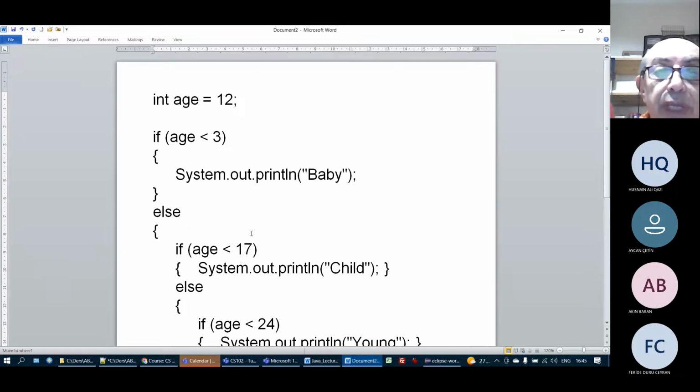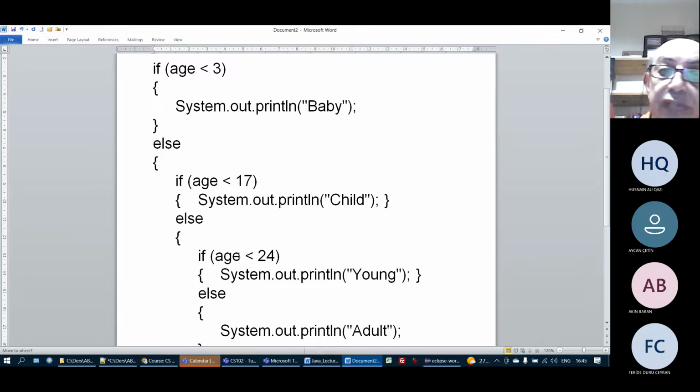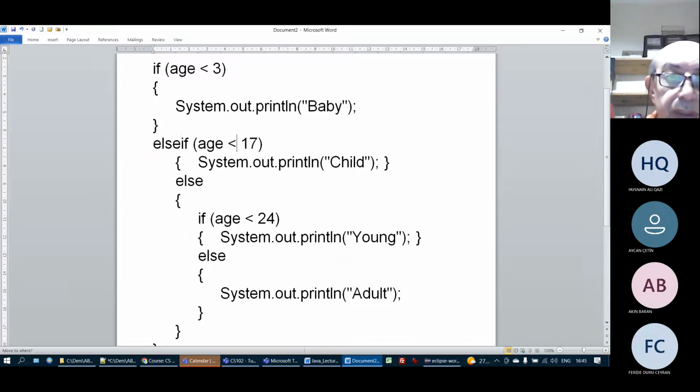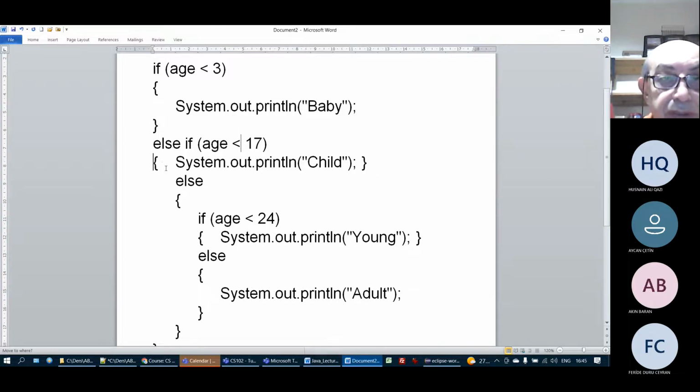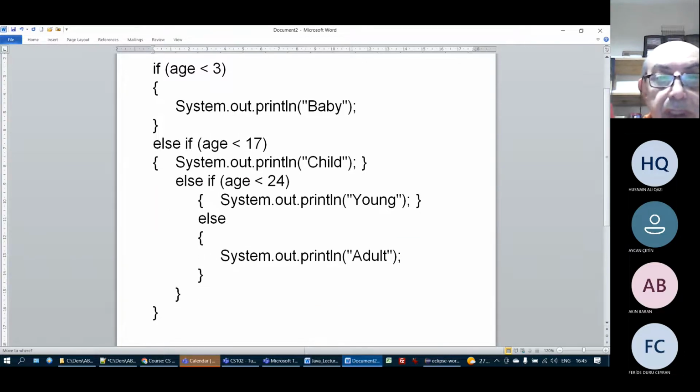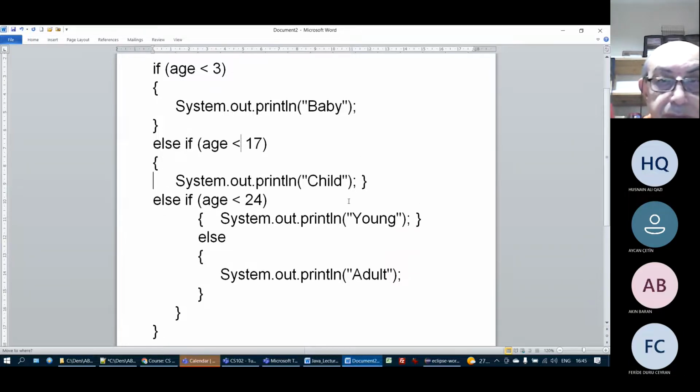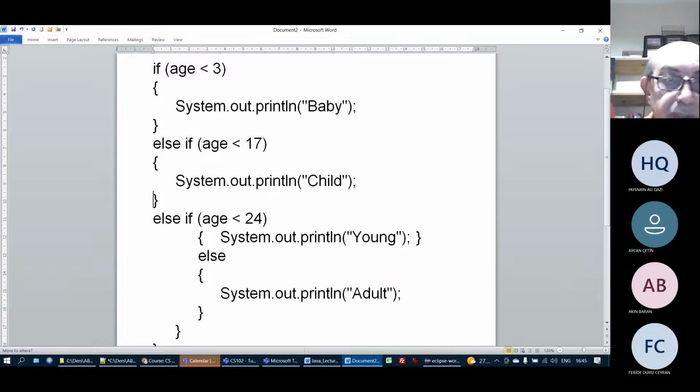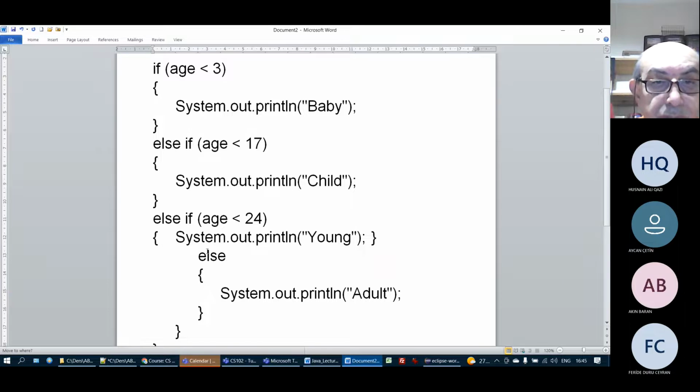But I can combine this in a nicer and more understandable way. What I do, I just remove this. I write here else space if. Therefore, I remove that. And here, I use this. In order to make it look similar, I will do that. So I don't need this indentation anymore.